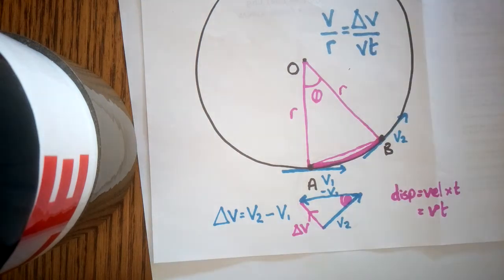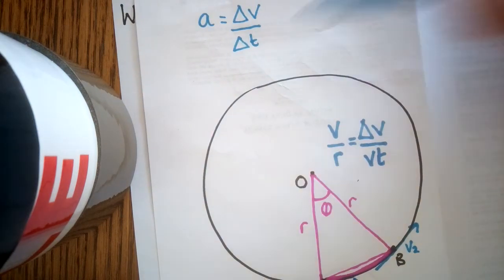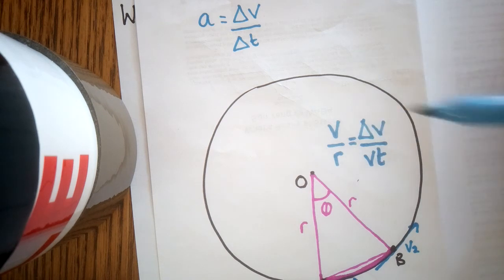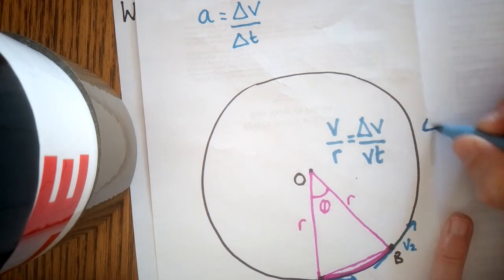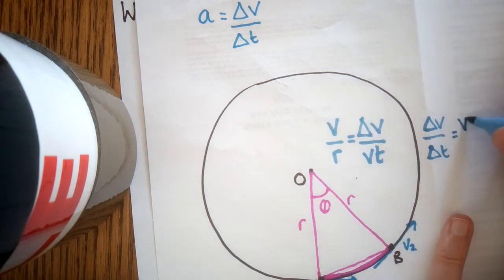Now, at the start, we said, well, acceleration is change in velocity over time. Look at this, we've got a change in velocity and we've got a time. All we've got to do is multiply up that velocity. So, can you see that becomes change in velocity over change in time is equal to V squared over R.